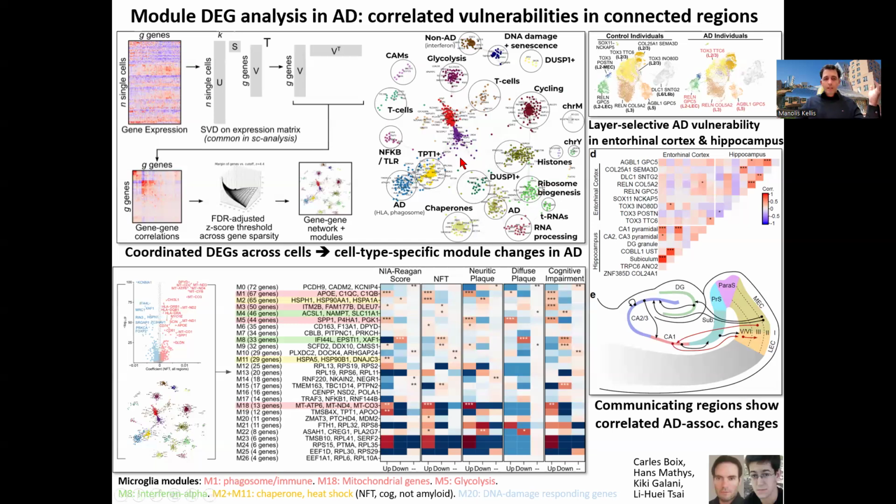And you can use that to now start studying how modules of genes are changing in a coordinated fashion across different cell types and in relation with different pathological signatures associated with Alzheimer's disease. You can say, what are the modules that are changing with cognitive impairment? Or those that change with diffuse plaques or neuritic plaques or neurofibrillary tangles or a combined NIA-Reagan score for Alzheimer's pathology.